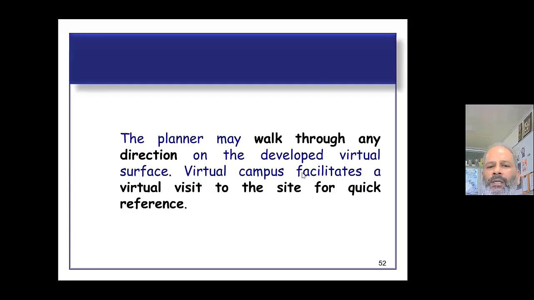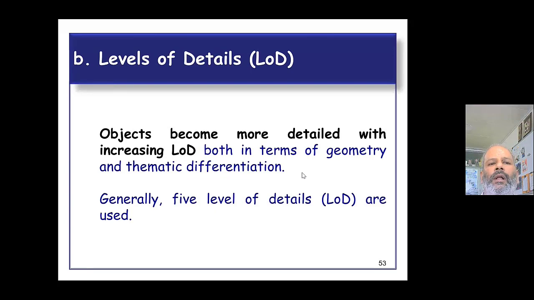So if we have such a virtual campus or virtual model of the surroundings, a planner may walk through in any direction on that developed surface. So this virtual surface, or virtual surrounding, or virtual campus facilitates virtual visits even without going to the site.